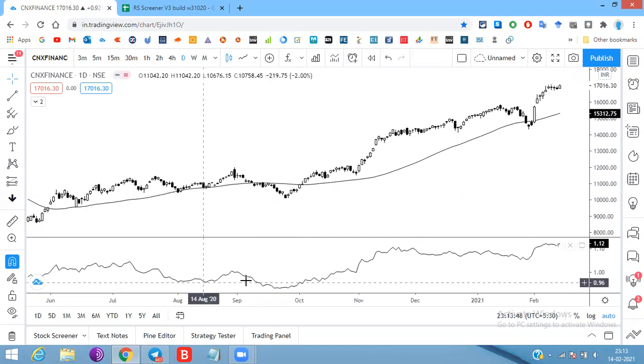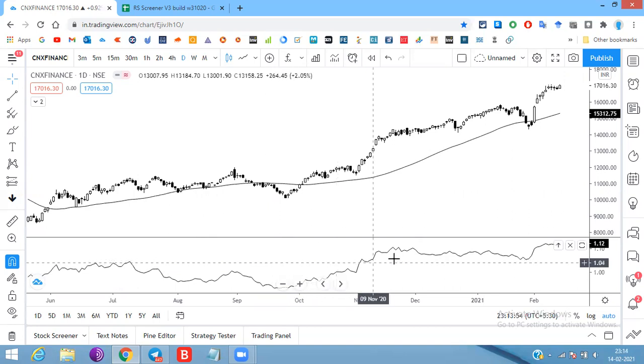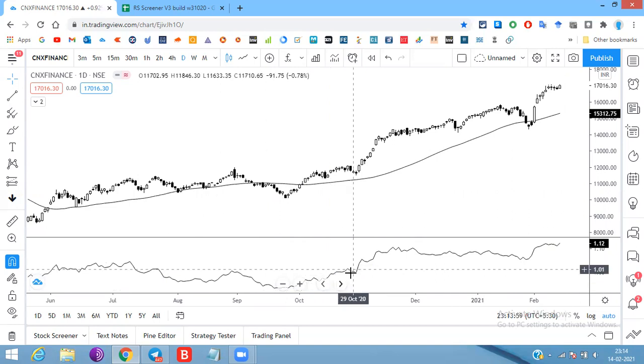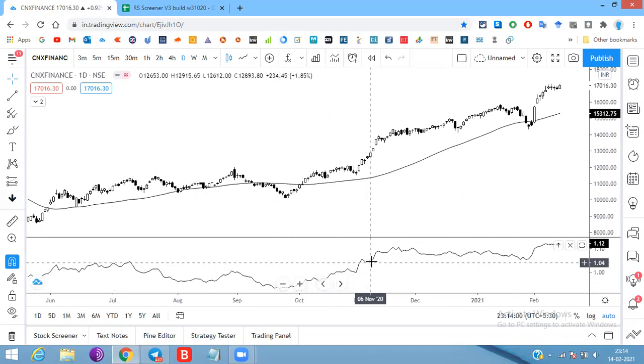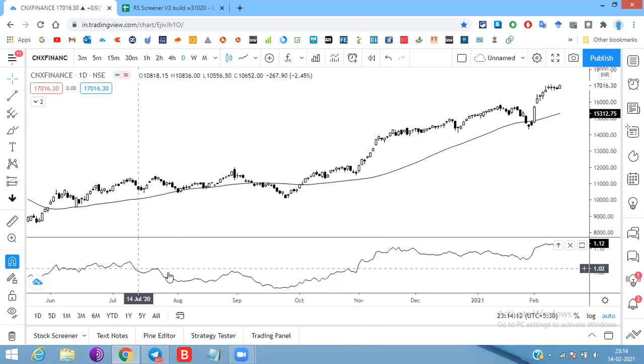So in ratio charts, it is just a simple interpretation. Okay, this is the ratio chart. When the ratio line moves up or rises, that means the stock is outperforming the benchmark. The stock, which is the numerator, is outperforming the benchmark, which is the denominator. And when the ratio line falls, let me show you an example. This is the falling of the ratio line.